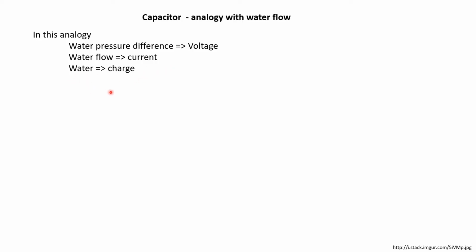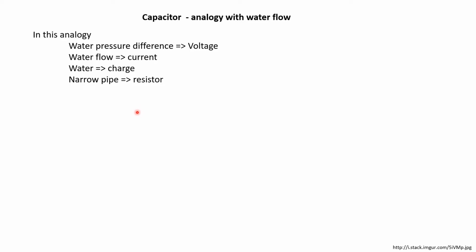In the previous slide, we had developed an analogy between current flow in an electrical circuit and water flow. In that analogy, we saw that pressure difference in the case of water can be compared to voltage in the case of electrical circuits, and water flow itself can be compared to the flow of current, and the amount of water that has flown can be compared to the amount of charge that has flown in the electrical circuit. In this analogy, a narrow pipe can be compared to a resistor.